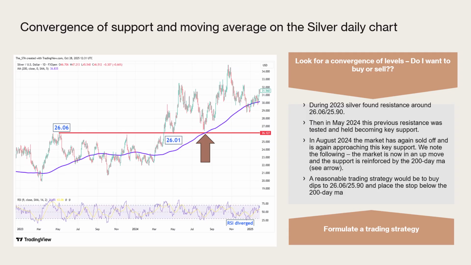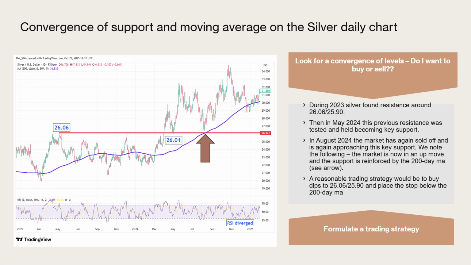I like to watch for convergence of support on a market, and this is an example on the silver daily chart. So during 2023, silver found resistance around 26.06 down to 25.90. Then in May of 2024, this previous resistance was tested and held, becoming support.